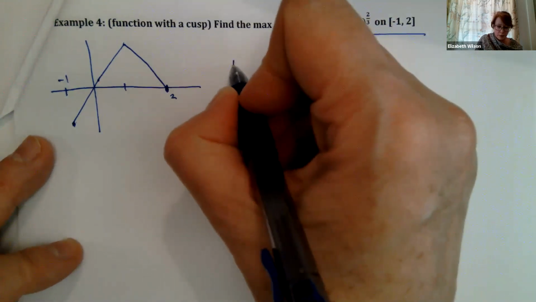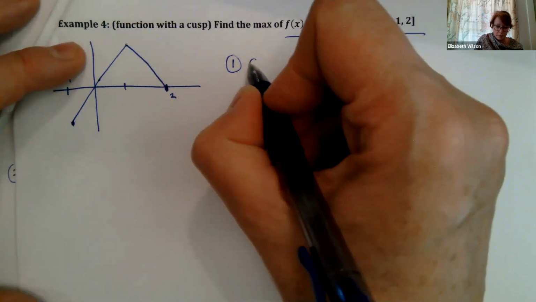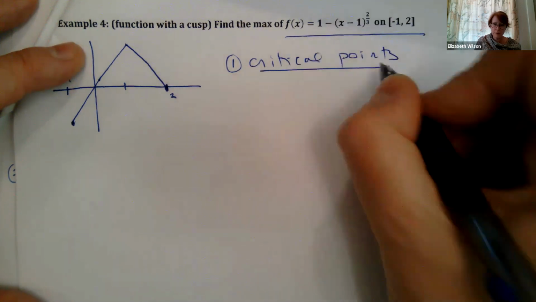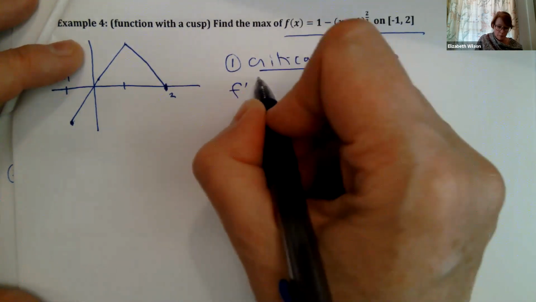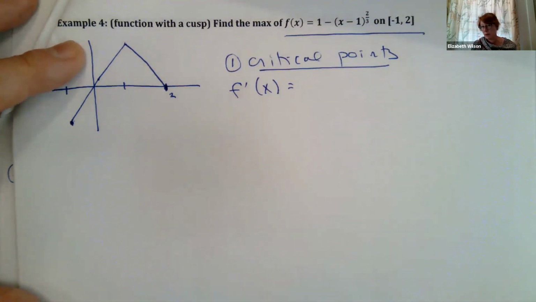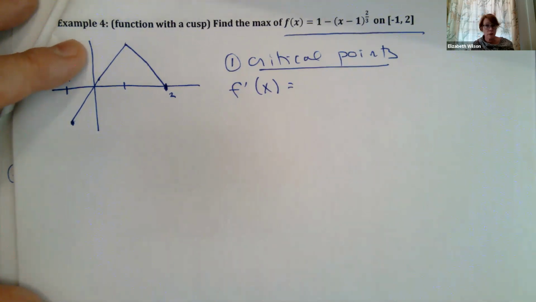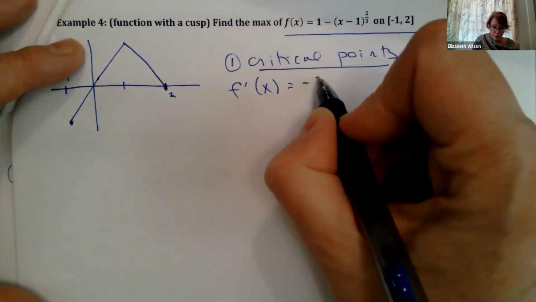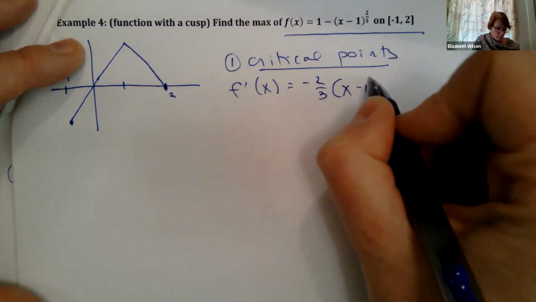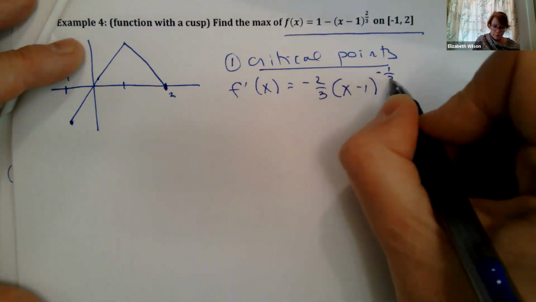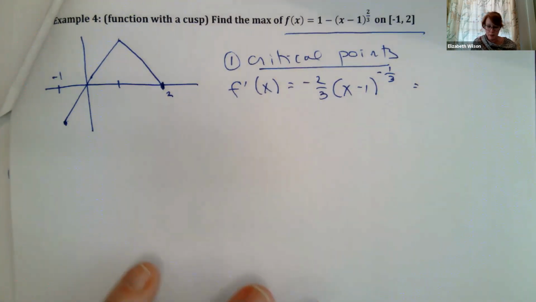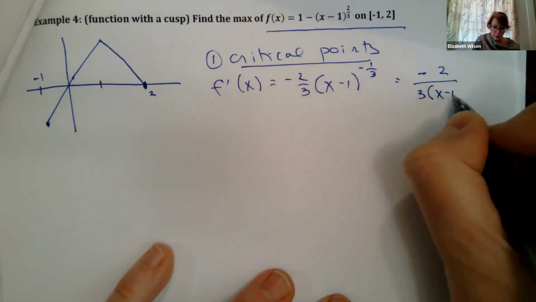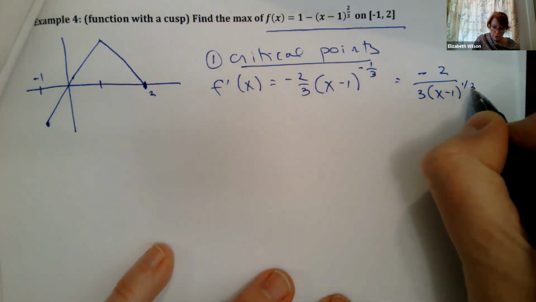Okay, so the first thing is we have to find our critical points. So I have to take the derivative. Remember, if this doesn't make sense because we haven't had the power rule yet, don't sweat it. We're going to learn that soon. Okay, so right now I'm going to go minus 2/3 (x minus 1) to the minus 1/3, which I'm going to write out as a fraction so I can see it a little more clearly. So minus 2 all over 3 times (x minus 1) to the 1/3.